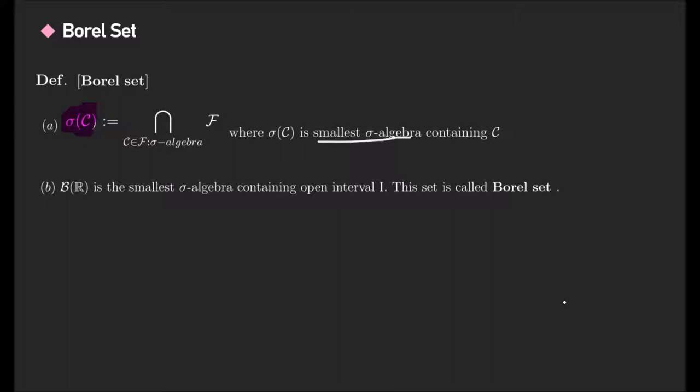This task looks like, if we studied topology, a closure. Closure is the smallest closed set which contains a specific element. In this case, bar F is the smallest closed set which contains F. We can say this is closure in topology. This is the same: the smallest sigma algebra containing C. And I want to talk about in this lecture the most important keyword, the Borel set. The Borel set is denoted B(R), which means the smallest sigma algebra containing open intervals I.